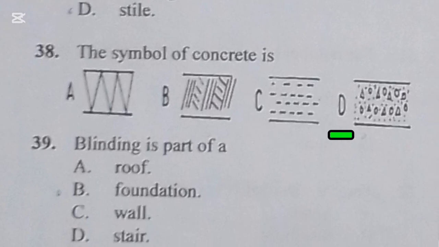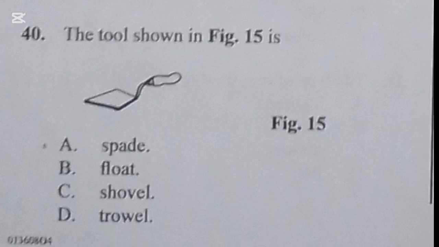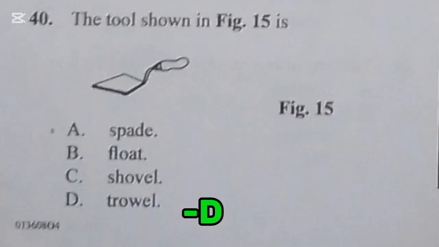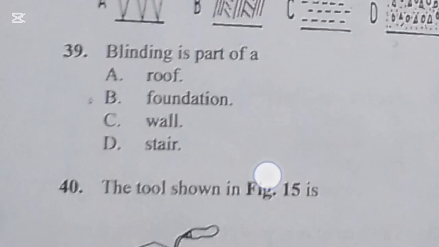Question 39. Blinding is part of a foundation. The correct answer is B. Then question 40. The tool shown in figure 15 is a trowel. The correct answer is trowel, not spade, not float, not shovel. It is a hand trowel. So that is the correct answer for the building section.